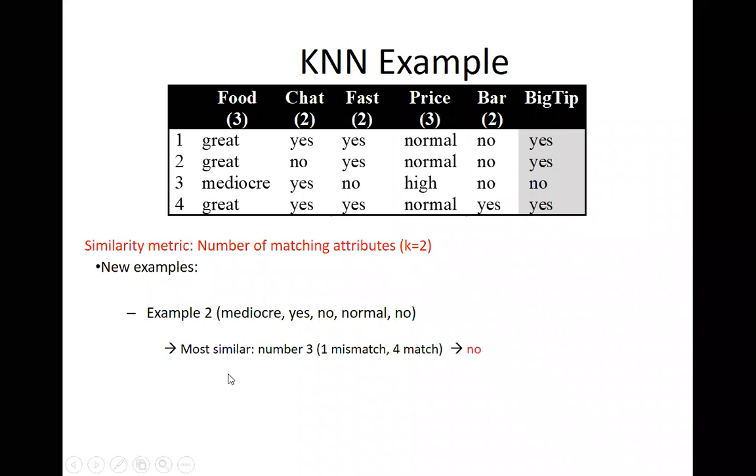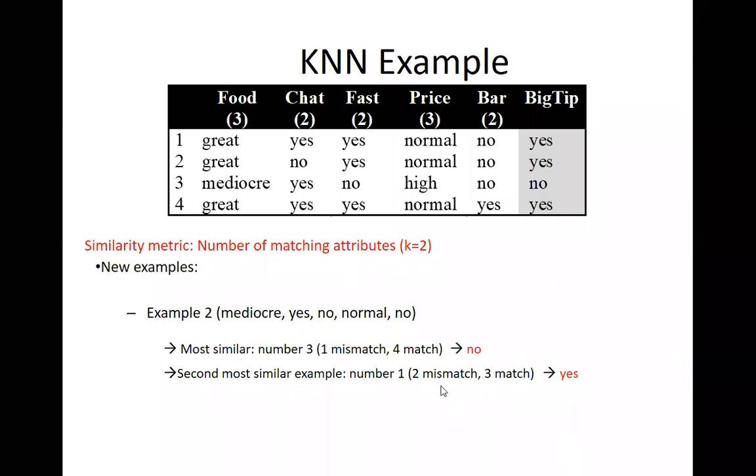So you can see here, the first match is with example 3, very closest to example 3. Very closest means only one mismatch, 4 match, and the label is no. Now I have to find one more match which is near to my example. The second closest match is example number 1: 2 mismatch, 3 matches. So in this case, you got no and yes.